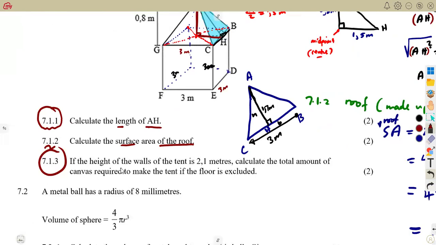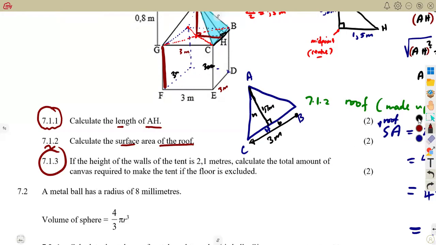If the height of the walls of the tent, take note, the height of the walls now, we are considering these walls of the tent, the height of the walls is 2.1 meters. Calculate the total amount of canvas required to make the tent if the floor is excluded. The floor you're talking about is this.